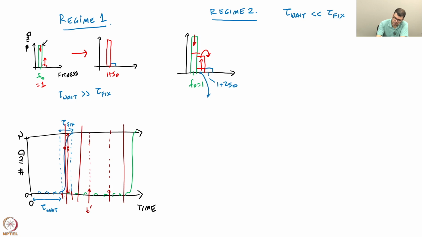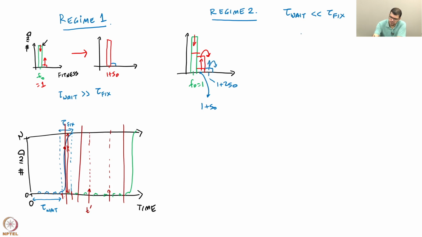Fitness of red individuals obviously is 1 plus S naught. And all of this is under the assumption that all beneficial mutations confer the same benefit of S naught. But we can relax that assumption and the picture will still look something like this, a bit more messy, but the essential principles remain the same.